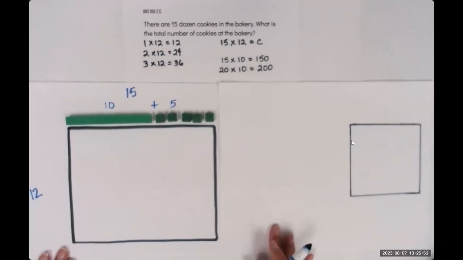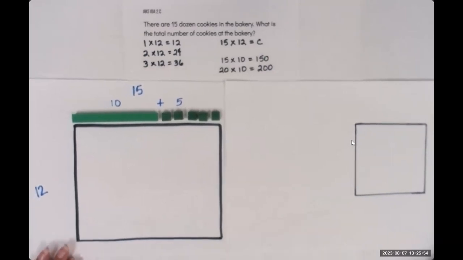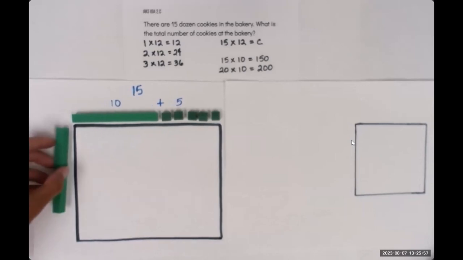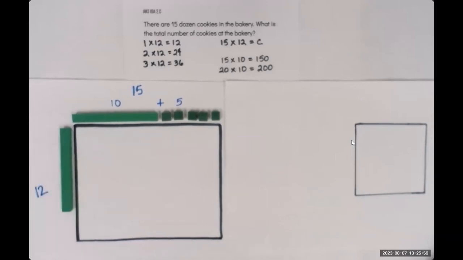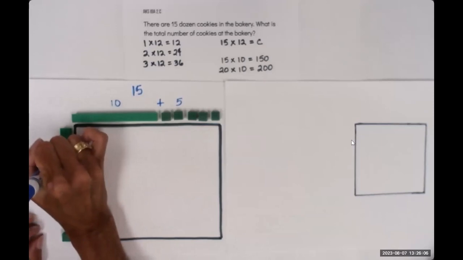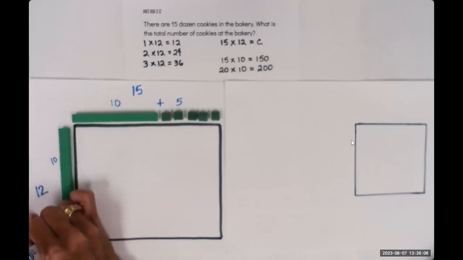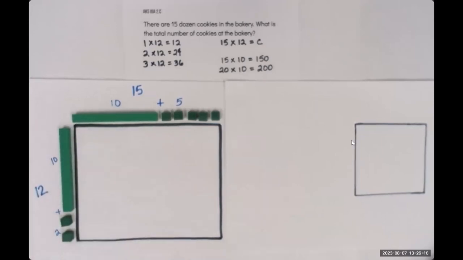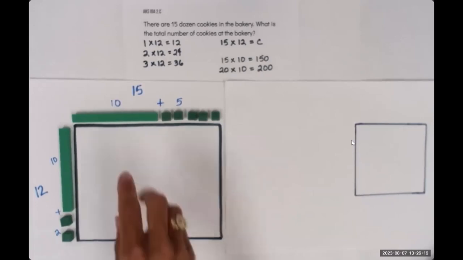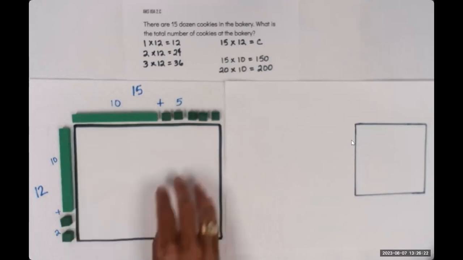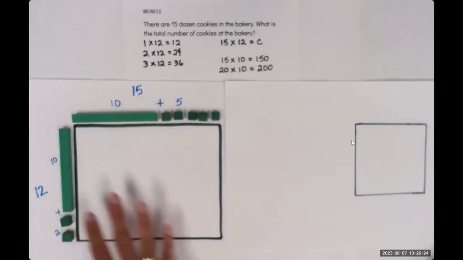Then we can decompose 12 as 10 and 2. So 10 and 2 is the same as 12. Now why am I decomposing these factors? Because we're going to look very closely at how we can find smaller partial products within this whole area.